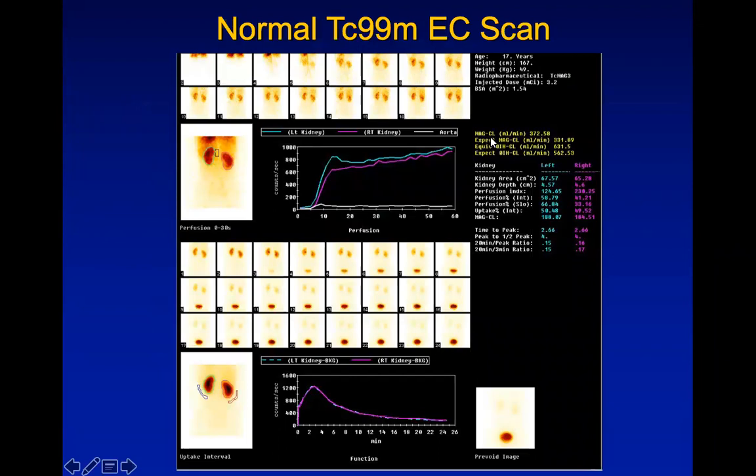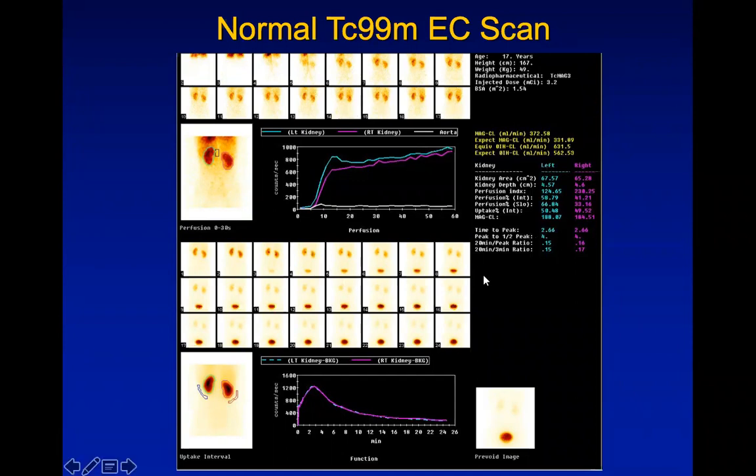Now, this says MAG clearance. This is because we don't have a separate EC protocol. These protocols are designed by the manufacturers in the West, where they don't use EC, they use MAG3. But the protocol works very well with technetium EC as well. So we use this to determine the different quantifiable parameters. Now, all these parameters are not necessarily used routinely. So let's go through the images one by one.